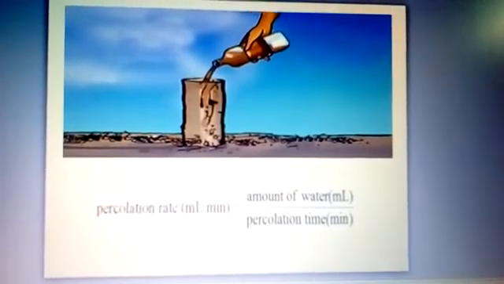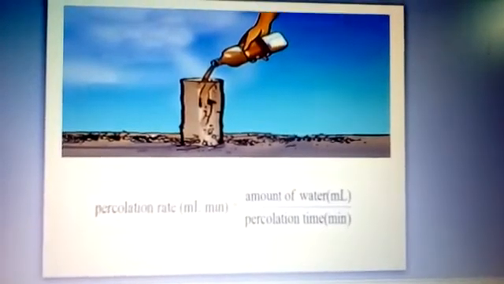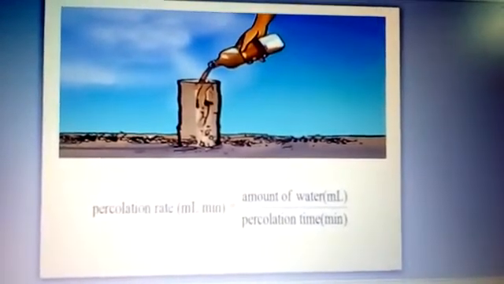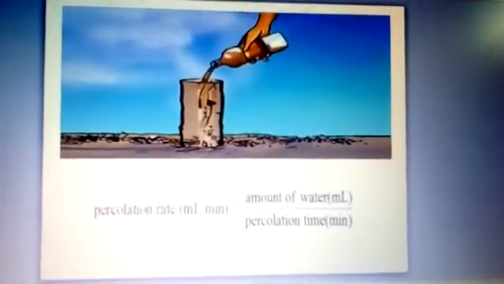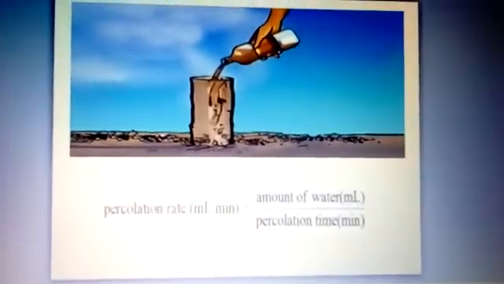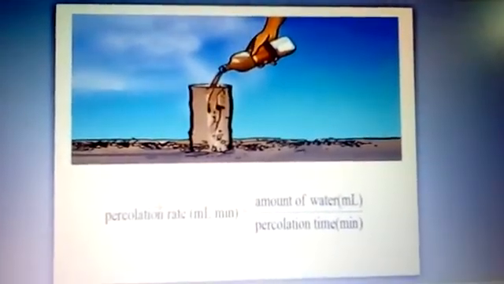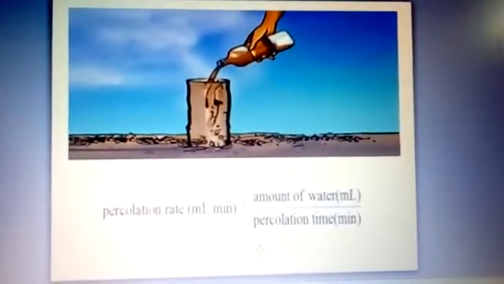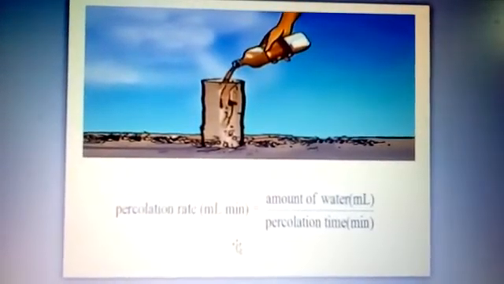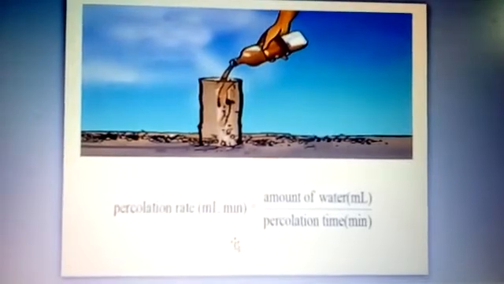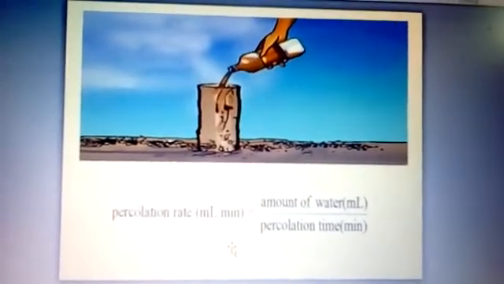Be careful not to let the water spill over or run down on the outside of the pipe while pouring. Now you can calculate the rate of percolation by using the formula. Percolation rate is the amount of water poured over the soil divided by percolation time. For example, suppose that for a certain sample it took 20 minutes for 200 ml to percolate.